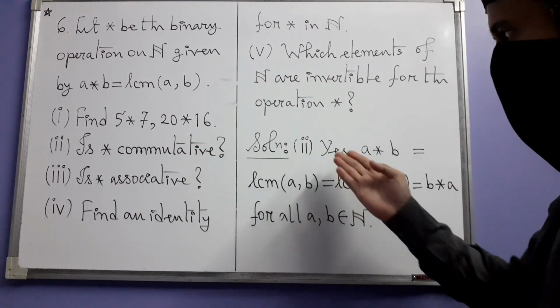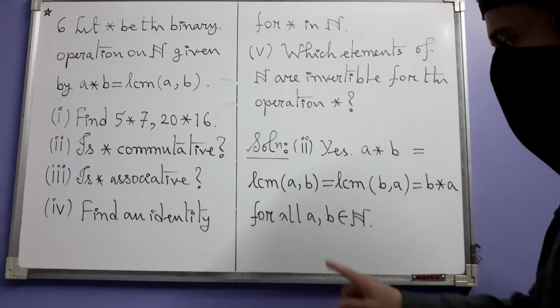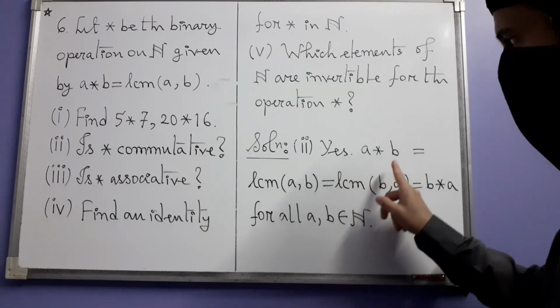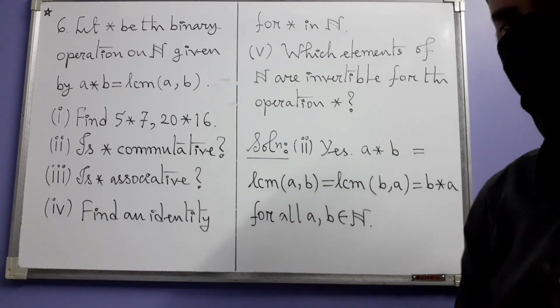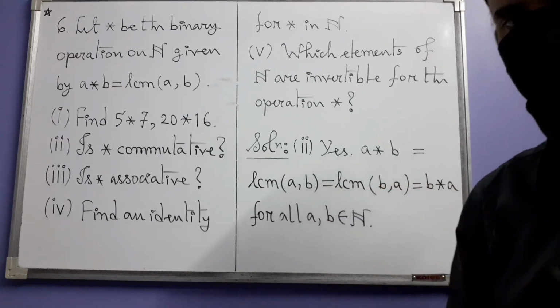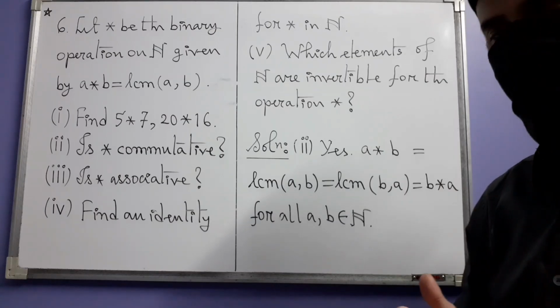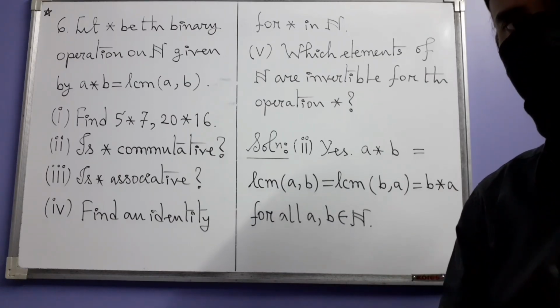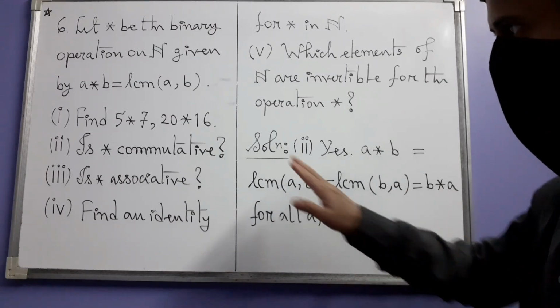And the answer is yes. That's because if you take any two natural numbers a and b, then a star b is the LCM of a and b, which is also the LCM of b and a, which however is b star a. I mean, the LCM does not really depend on the order in which you consider the numbers. That's why star is commutative.